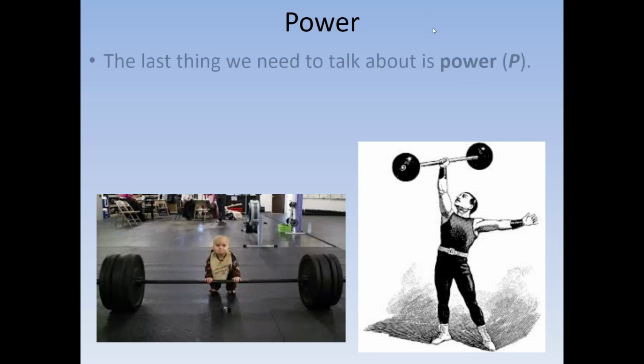Power in this unit is represented by the symbol of a capital P. It is extremely important that you keep this as a capital P and not a lowercase p, because a lowercase p is a completely different equation and measurement.